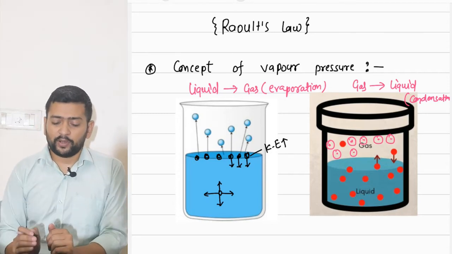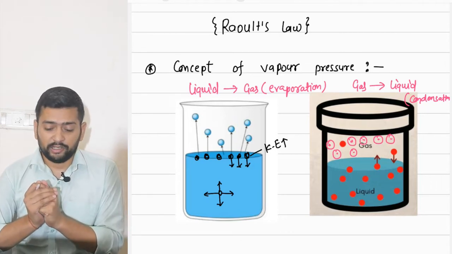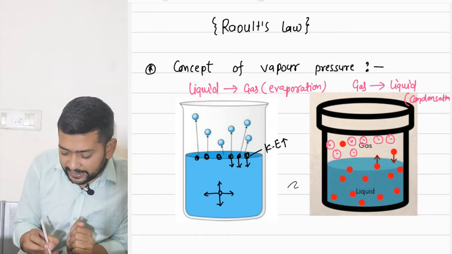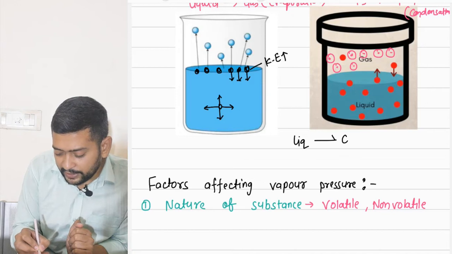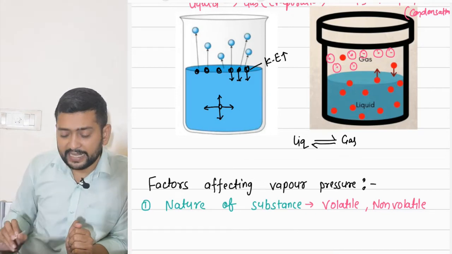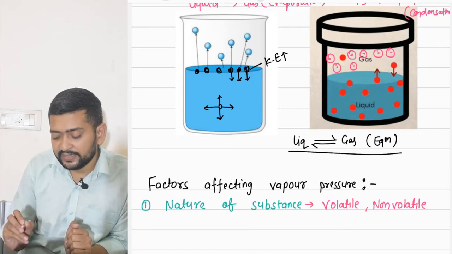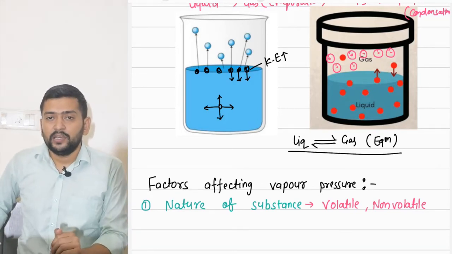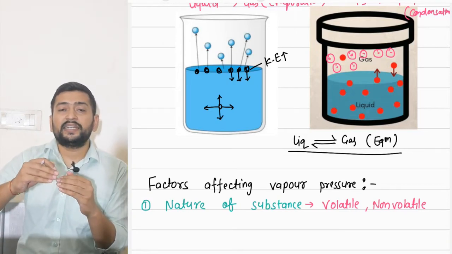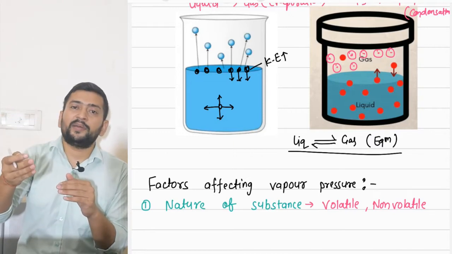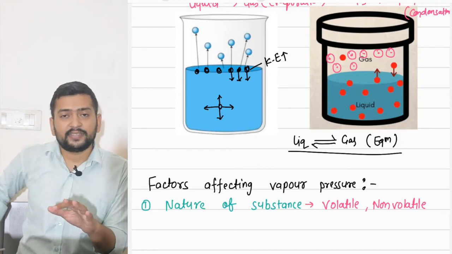Now, what happens when both of these processes are at equilibrium? Here we had liquid to gas conversion and gas to liquid conversion. What do we mean by equilibrium? It means that whatever number of molecules are getting converted into the gaseous state, the same number of molecules are getting converted back into the liquid state. So it's a kind of equilibrium.